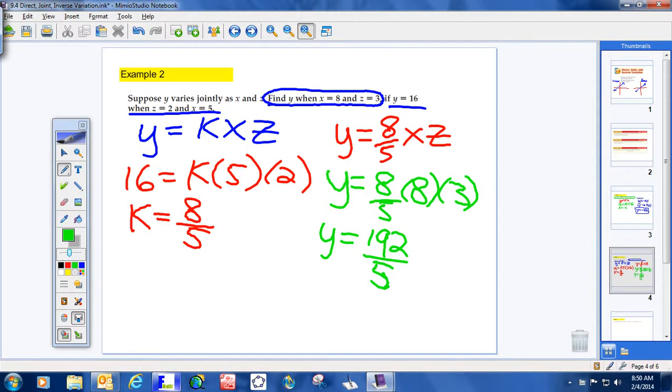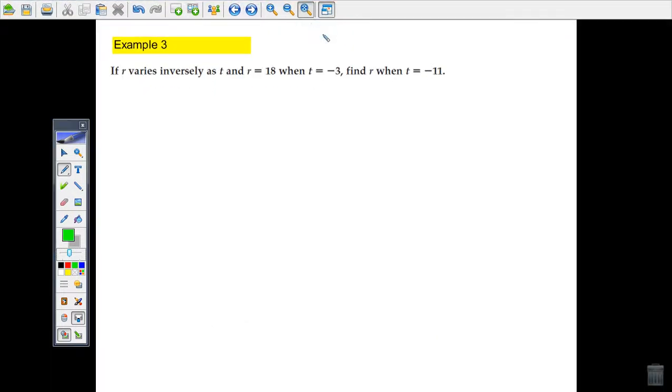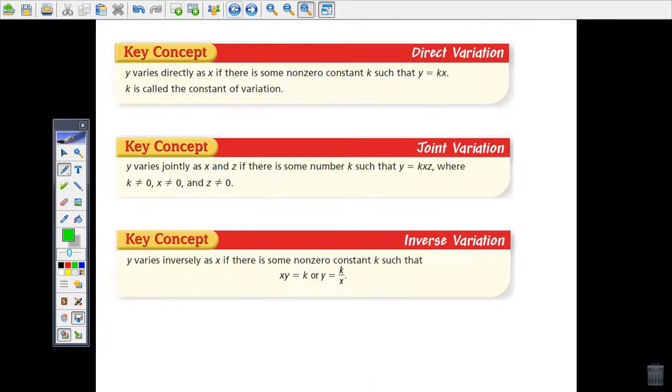All right. So, let's do another one. Last one. This is where r varies inversely as t. So r is going to equal k over t. There's still a k involved here, but the t now, instead of being adjacent to k, is divided by. When it's inverse, the variable goes on the bottom. So you can see here the k is at the top and the variable is on the bottom.